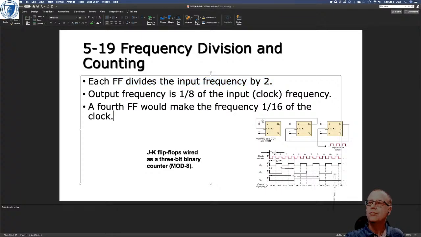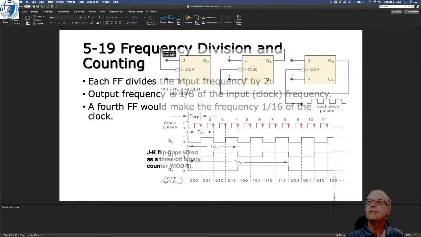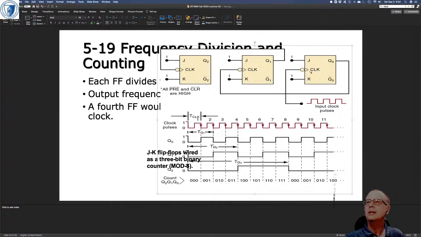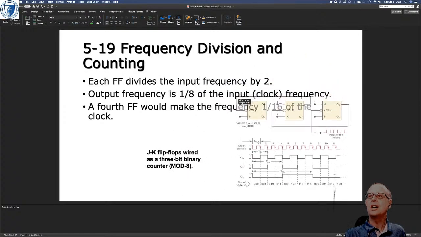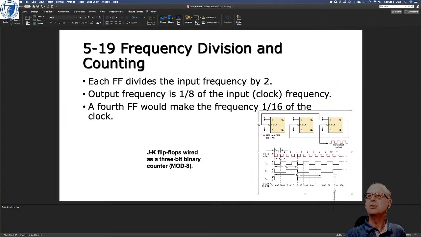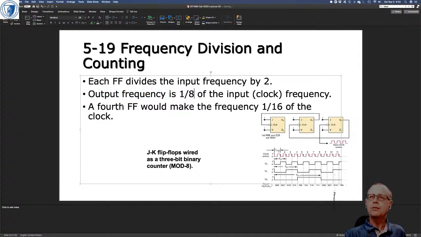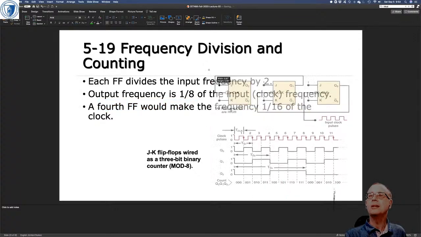Each flip-flop divides the input frequency by 2. We can see here that all of the J and K inputs on all 3 flip-flops are set to 1. That means the flip-flops are set to toggle mode, right? They're going to just change the value of the output from 1 to a 0 or a 0 to a 1. The output frequency is 1/8 of the input frequency. A 4th flip-flop would make the frequency 1/16. So let's just see what that's saying.